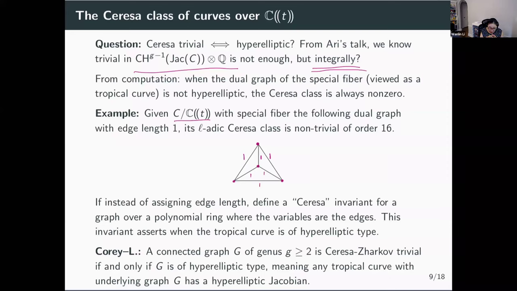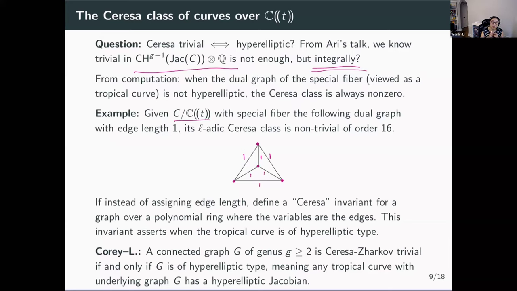Inspired by this, we were wondering whether the L-adic Ceresa invariant actually gives you a homological criterion to determine whether a tropical curve is hyperelliptic or not. So with Dan Corey, we started this problem. We defined an invariant derived from the L-adic Ceresa class that only depends on the underlying graph, without weights on the edges. And we show that this invariant vanishes, or is trivial, if and only if the tropical curve has hyperelliptic Jacobian.